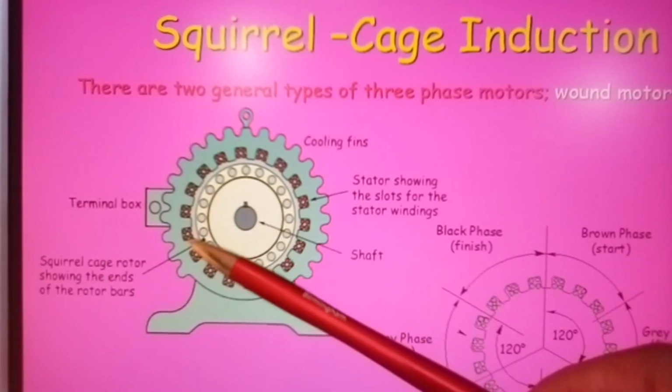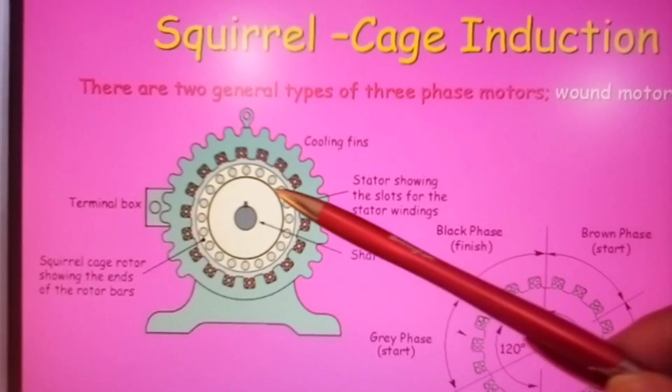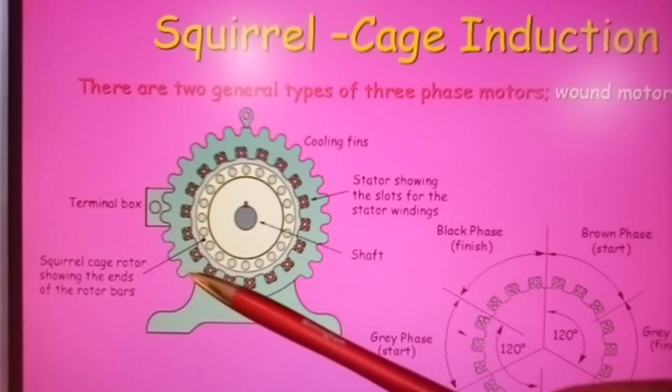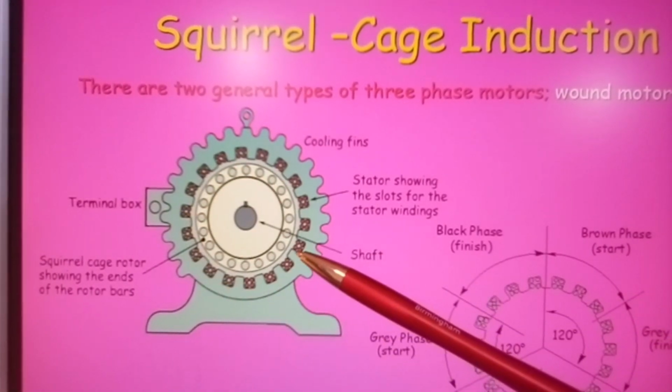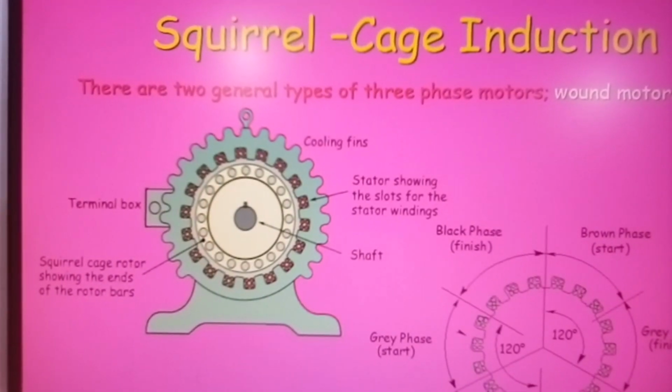That is your squirrel cage rotor, right around here. Okay, that's your stator, and you can see that your windings are in your stator.